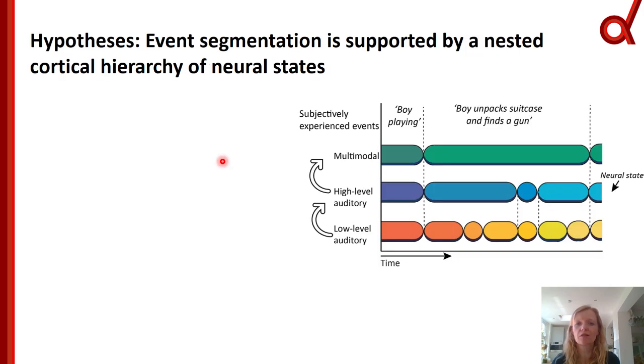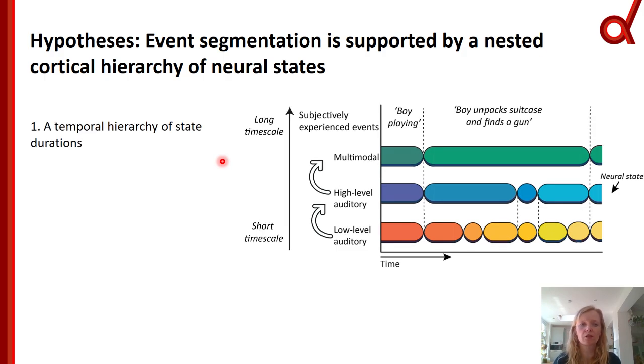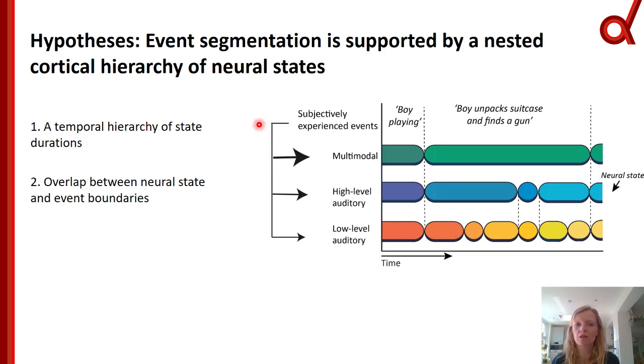So to test this theory, we developed a number of very specific hypotheses. First of all, we expected to see this temporal hierarchy of state duration: short time scale in low-level auditory areas or low-level sensory regions, and long time scale in multimodal areas. We also expect to see this overlap between neural state and event boundaries, particularly strongly for these multimodal areas, where there is a better correspondence between the time scale of neural states and subjective events.